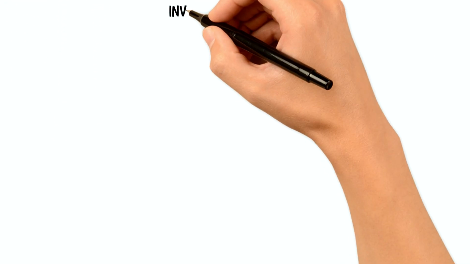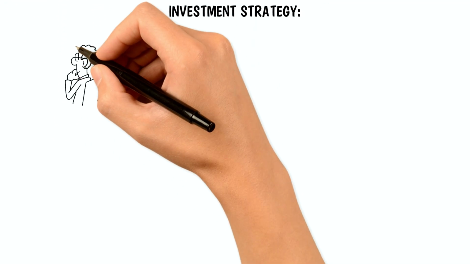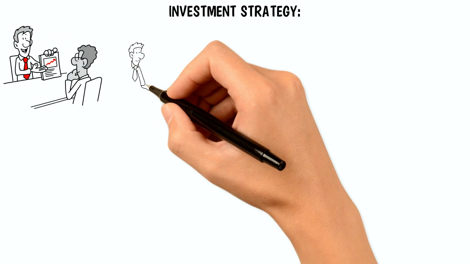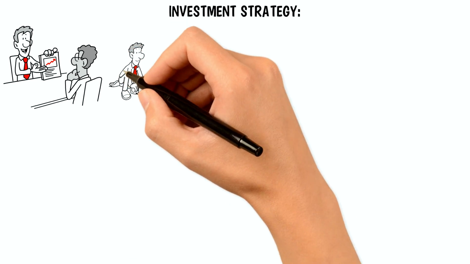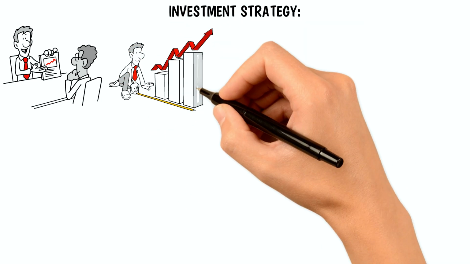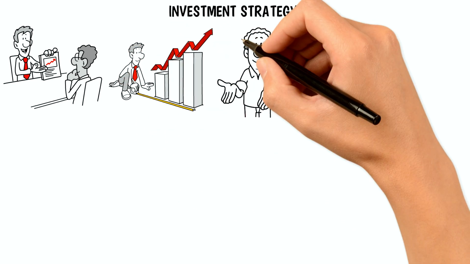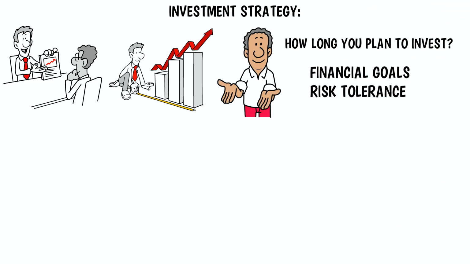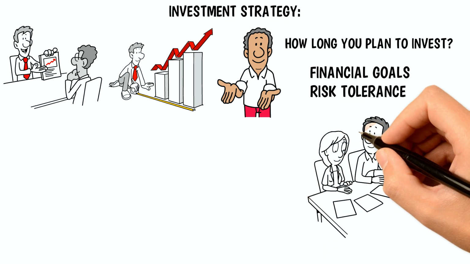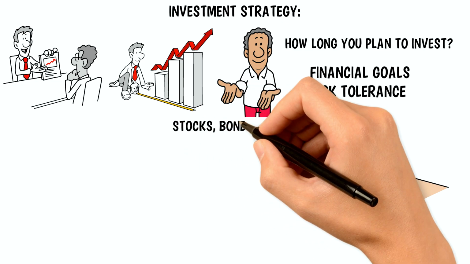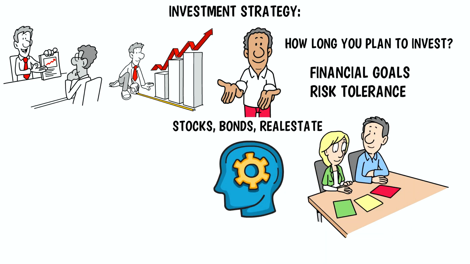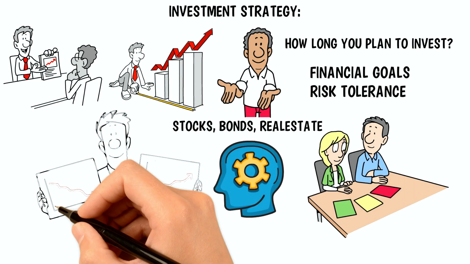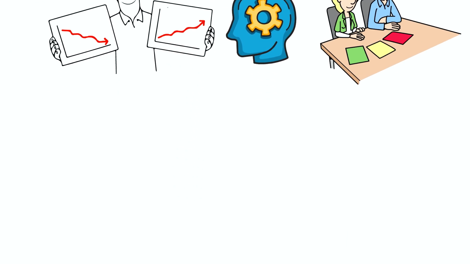Investment strategy. The 8-4-3 rule is a simplified model that serves as a helpful starting point. However, building a successful investment strategy requires a more comprehensive approach. Consider factors like your investment horizon, how long you plan to invest, your financial goals, and your risk tolerance. Diversification across different asset classes, stocks, bonds, real estate, is a key principle to consider. This helps spread your risk and reduces the impact of any single asset class experiencing a downturn.